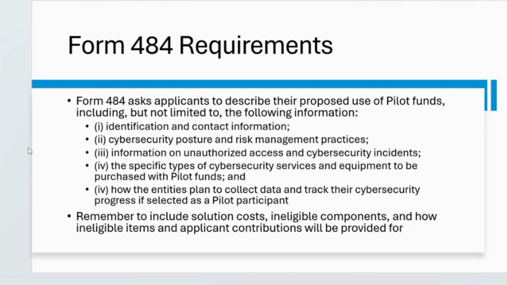Remember to include your solution costs. Also include if there are certain components that are ineligible, but that are still an ancillary or relevant service. And of course, how you're going to fund those things. How are you going to fund your contribution? How are you going to pay for the items that are ineligible?